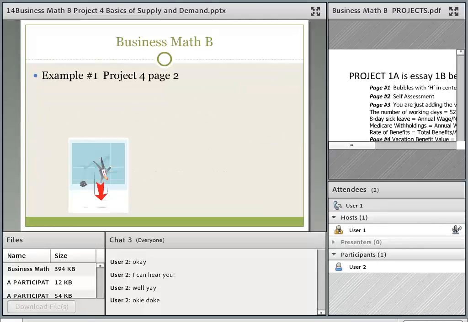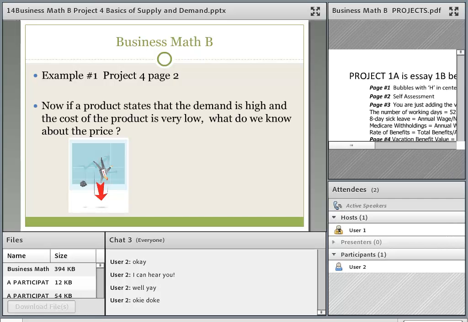So this is an example from your project 4, page 2. If a product states that the demand is high and the cost of the product is very low, what do we know about the price? Okay, so even though a lot of people do want this item, the cost isn't very much. So that would mean the price isn't going to be very much.